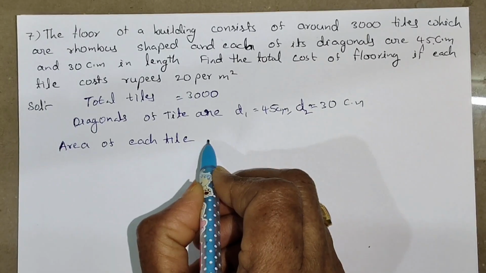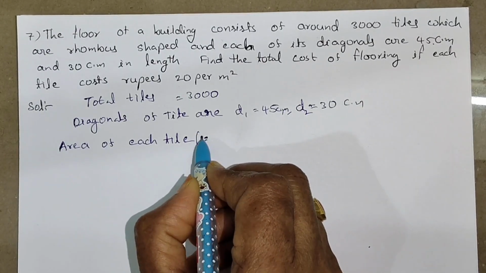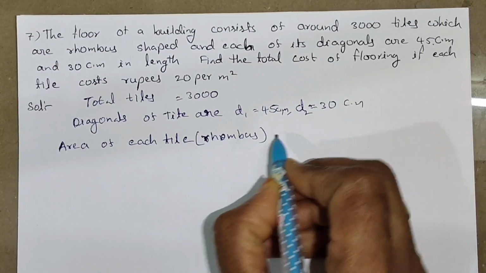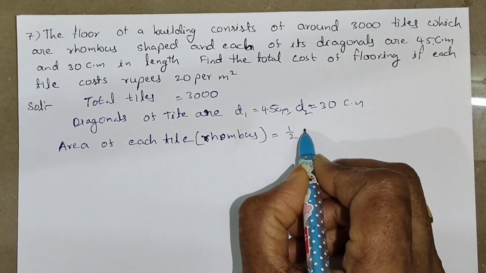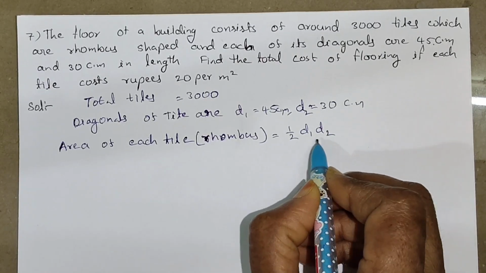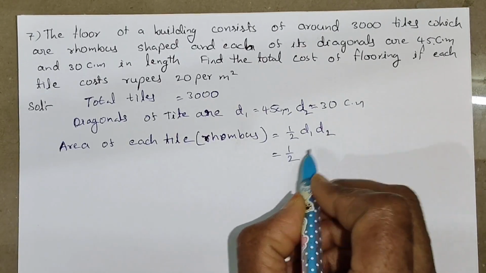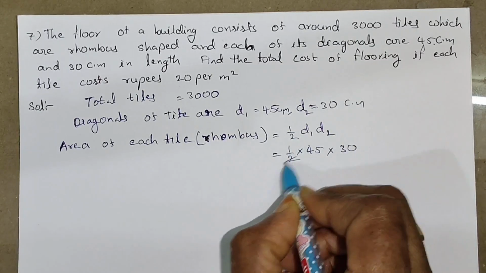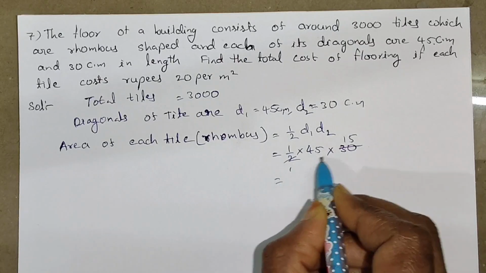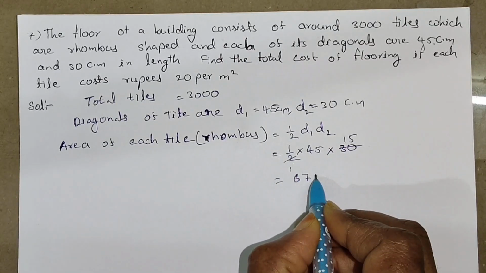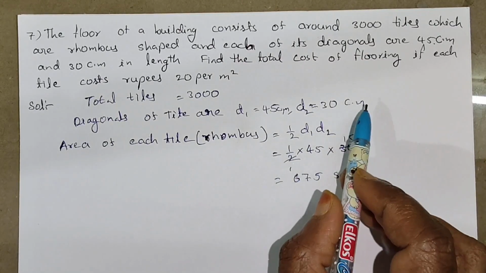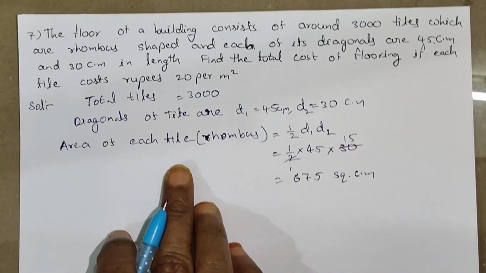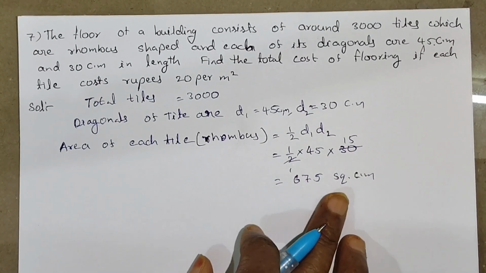So each tile area is equal to, this tile is a rhombus shape. So area of a rhombus equal to 1 by 2 D1 D2. This is the area of a rhombus formula. So substitute these D1 D2 values: 1 by 2 into 45 into D2 equal to 30. 2 ones are 2, 2 15s are 30. So 45 into 15 equal to 675 square centimeters, the unit is square centimeters. This is the area of one tile, equal to 675 square centimeters.